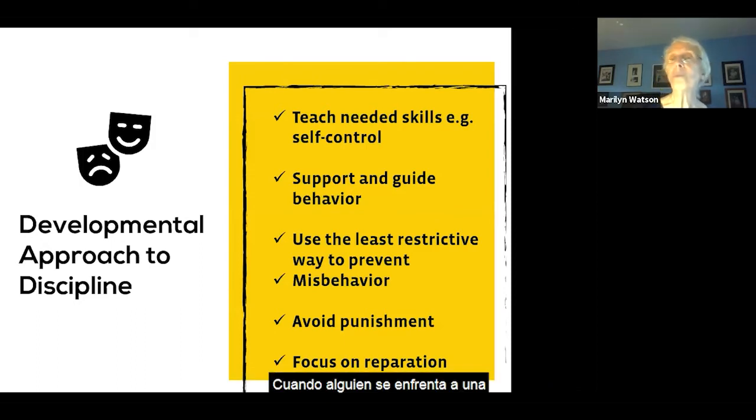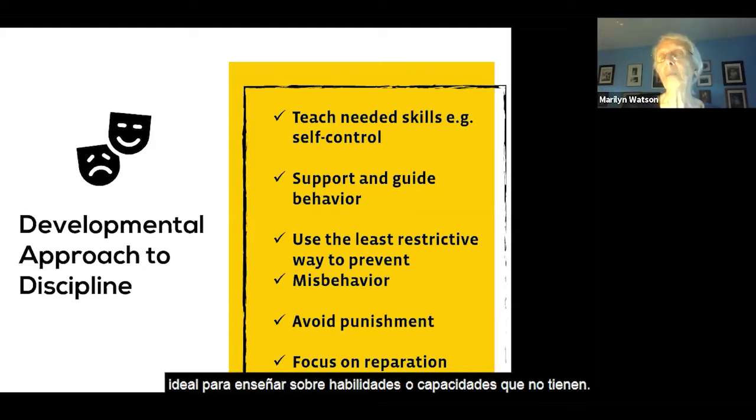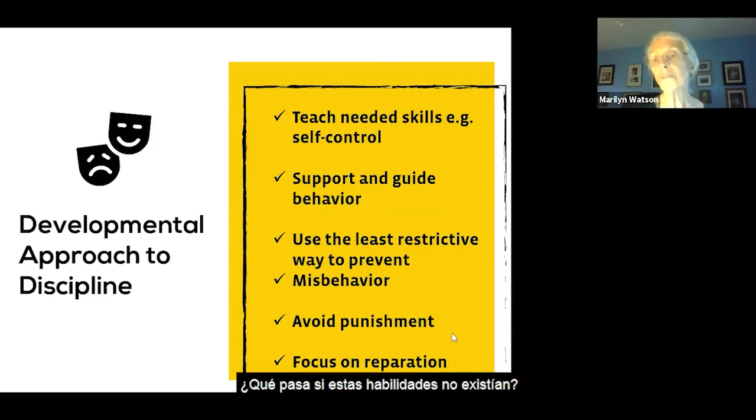And when one is hit with a discipline situation, you have an ideal place to teach the skills that you see are missing, if the skills are what's missing, right? Not always is it skills, sometimes it's self-control. All right. Secondly, to encourage teachers to support and guide behavior, to anticipate what kinds of struggles the kids would have, and when things go awry, to gently make suggestions, to guide, to help.